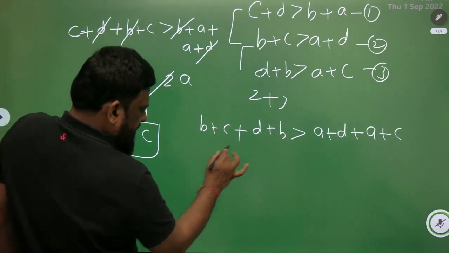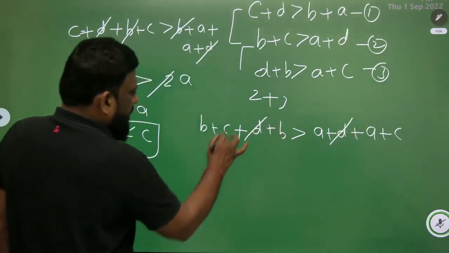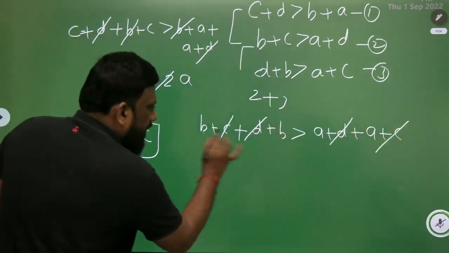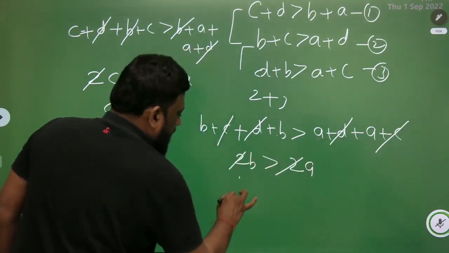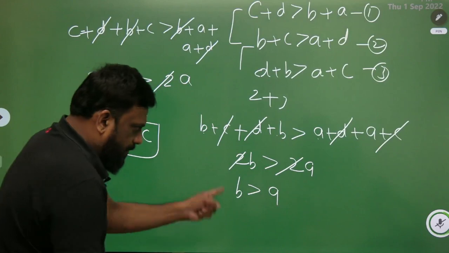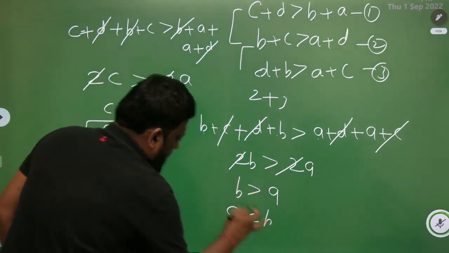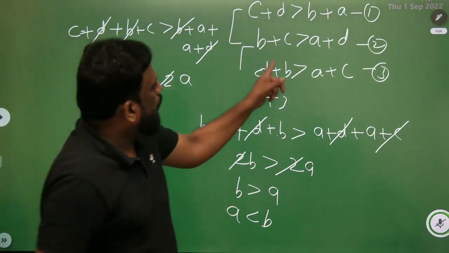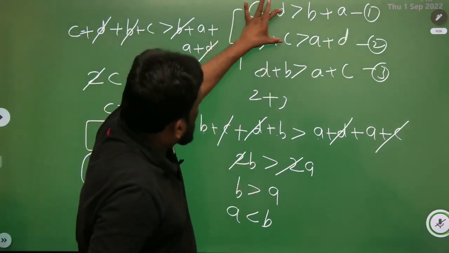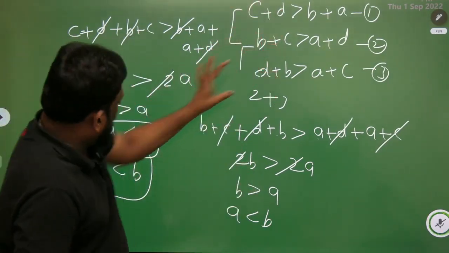What can we cancel, sir? I think D can be cancelled. I think C can be cancelled. B plus B is 2B, greater than A plus A, which is 2A. So therefore B is greater than A. What does it mean? A is less than B. I got A less than B when I added 2 and 3. So when I added 1 and 2, I got this. When I added 2 and 3, I got this.